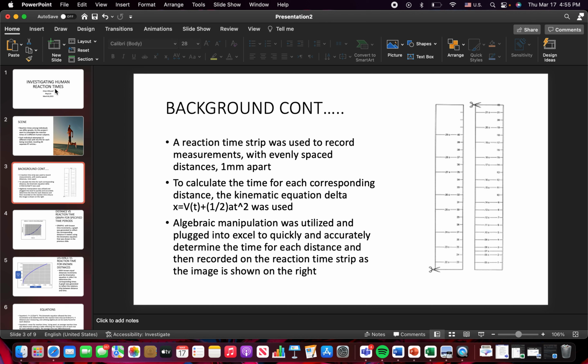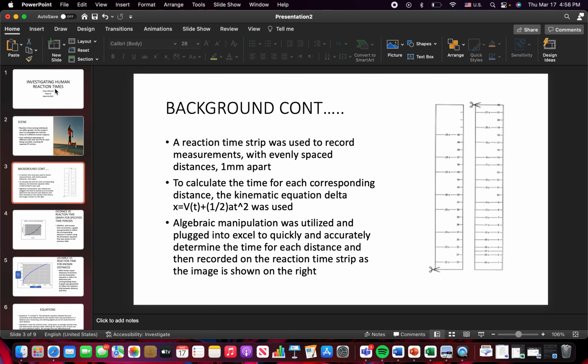What I used for my project was a reaction time strip. We used Excel, and some algebra that you put into Excel. The reaction time strip was all 1 millimeter apart, and we used the kinematics equation to calculate the corresponding time for each distance.